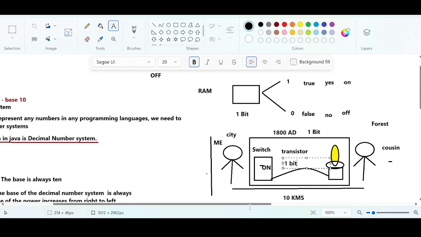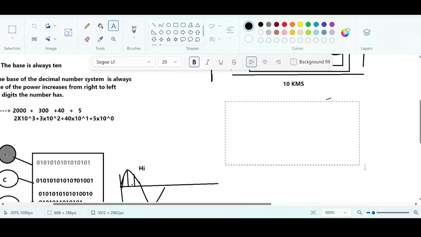Let me understand this. Let me expand this analogy a little bit further. Okay, now focus here.